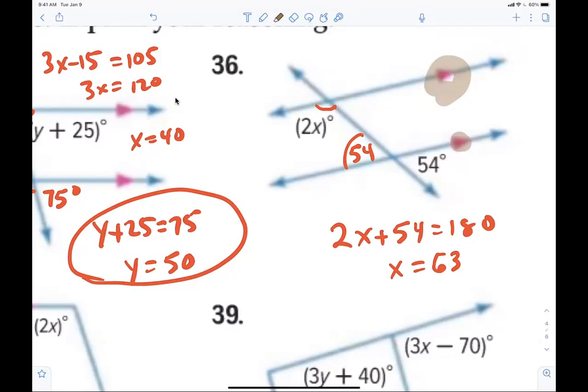Does that make sense now? And do you agree those are consecutive interior angles? Yeah. That's all you have to know.